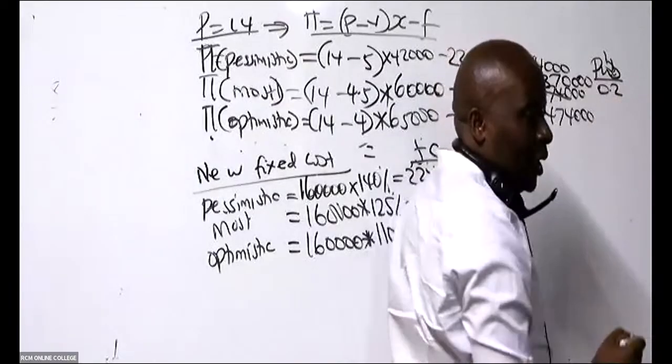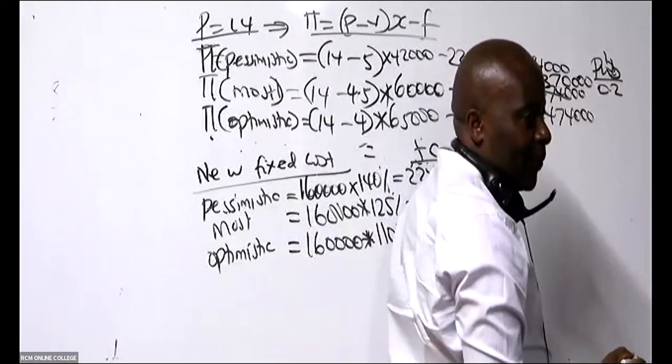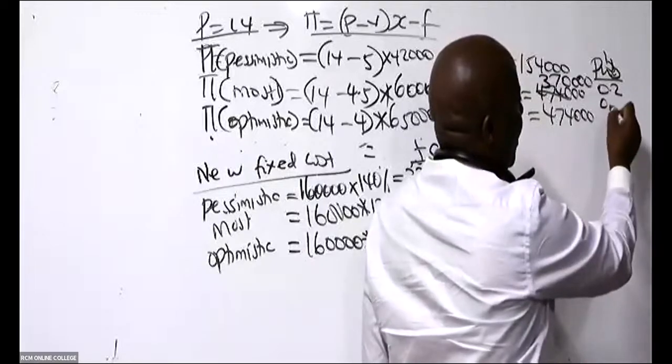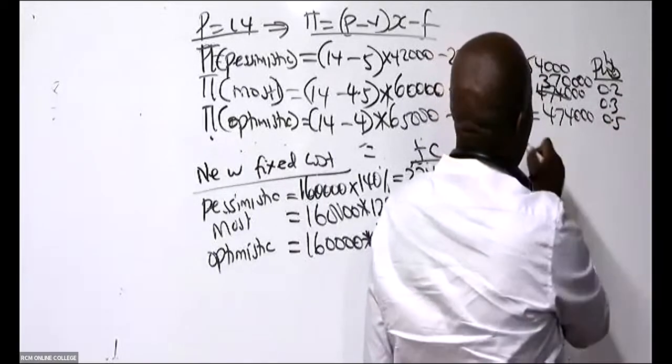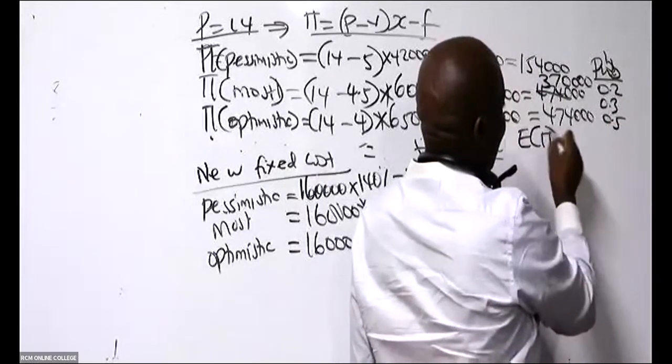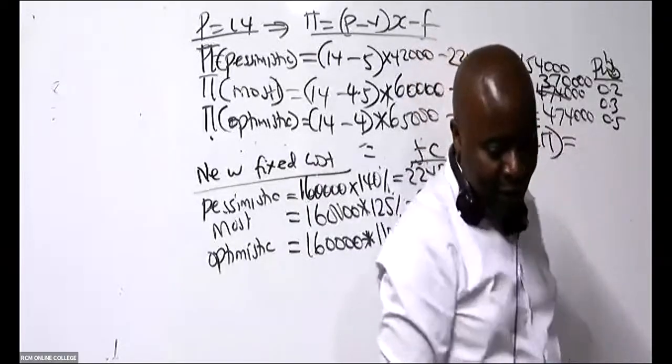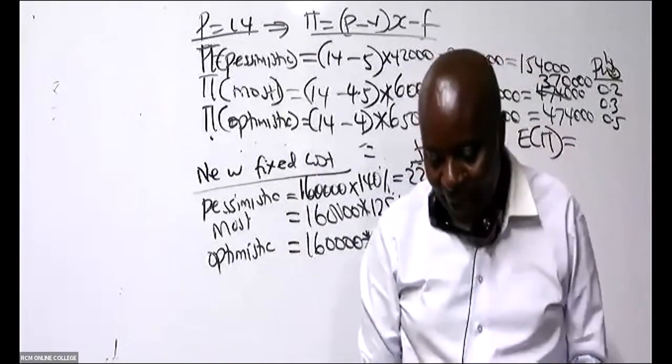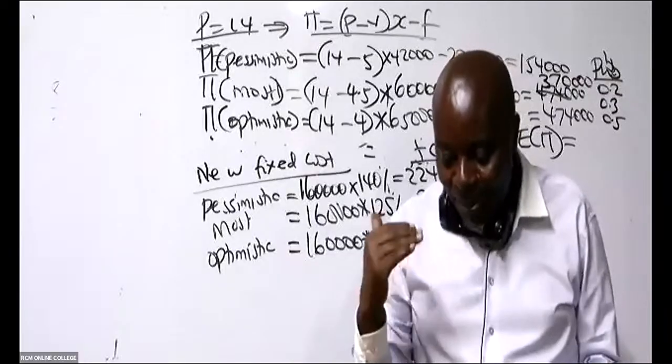Is it 0.2 or 0.3? The first one. 0.2, 0.3, and then 0.5, isn't it? Go ahead and give me the expected profit. Expected profit. Yeah, already Purity.